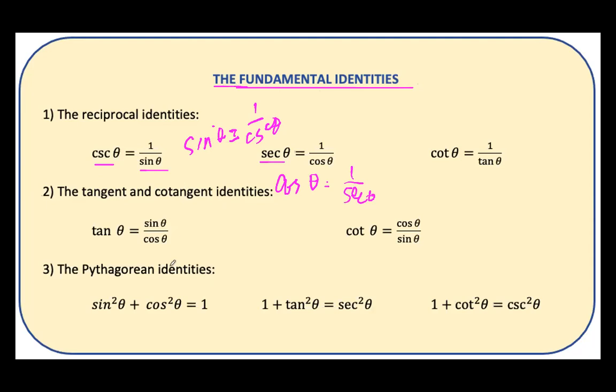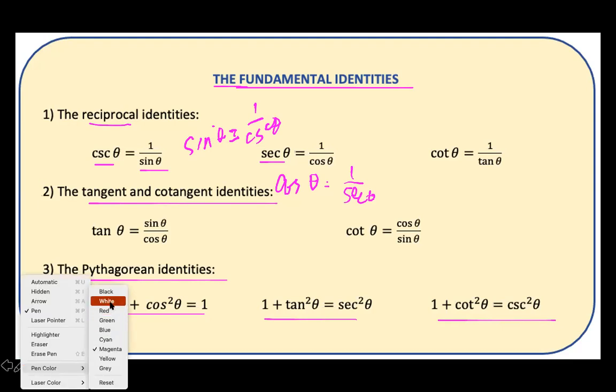So pag pinaghalo-halo na natin yan, it becomes complex and still some of them are identities, some of them are not. So it depends. So that's why we need to verify and we need to familiarize with all of these identities. Okay, the basic. We have the reciprocal or the inverses, the tangent and the cotangent identities, and also the Pythagorean identities, especially this. These three are very important. Okay? Etong tatlong to. All right.